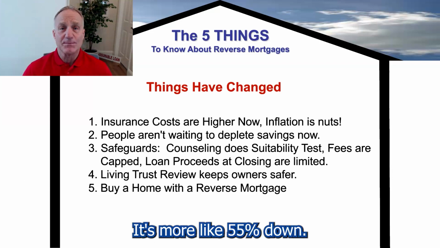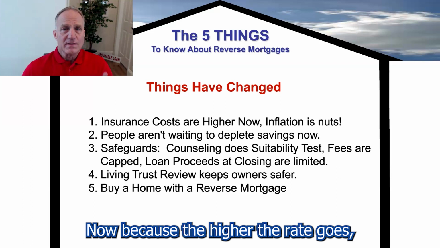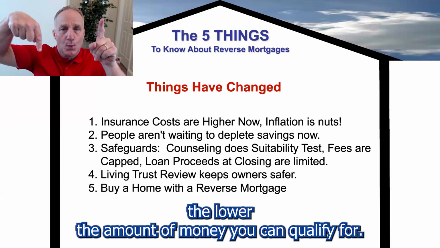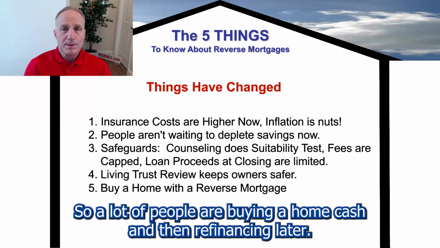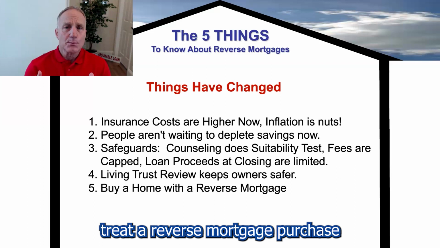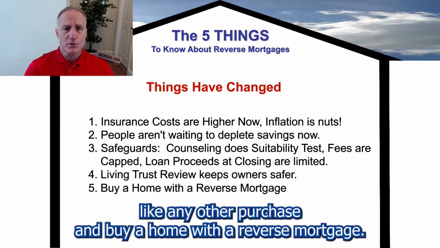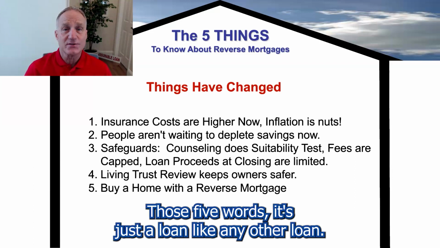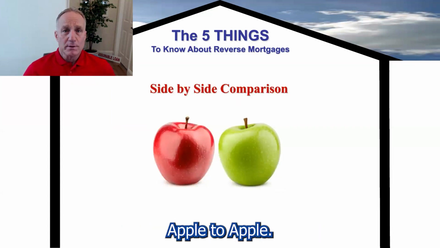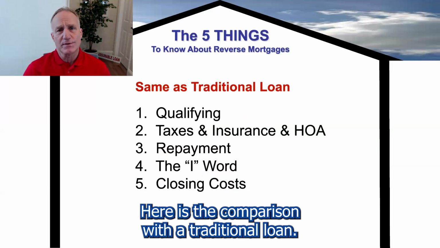It's more like 55% down now, because the higher the rate goes, the lower the amount of money you can qualify for. So a lot of people are buying the home cash and then refinancing later, but you can easily treat a reverse mortgage purchase like any other purchase and buy a home with a reverse mortgage. It's just a loan, those 5 words. It's just a loan like any other loan. Comparing it with a regular loan, apple to apple. Here is the comparison with a traditional loan.